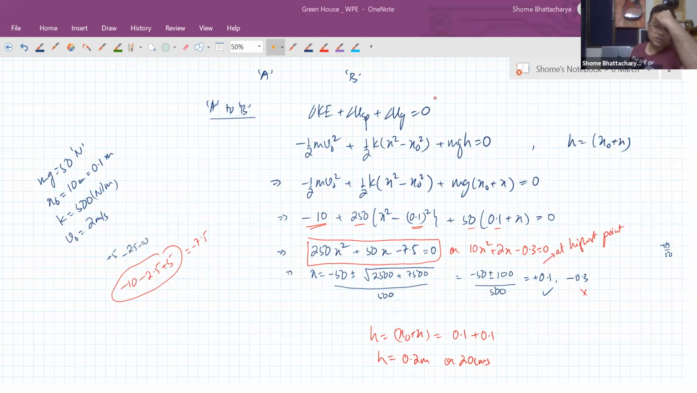Sum of the roots is minus 0.2 and the product of the roots is minus 0.03. So you can see that. Anyway, how you choose to solve the quadratic equation is up to you. I have used the general method, the discriminant method of solving: minus b plus minus root of b square minus 4ac, that formula upon 2a.